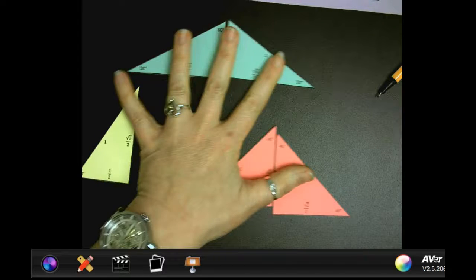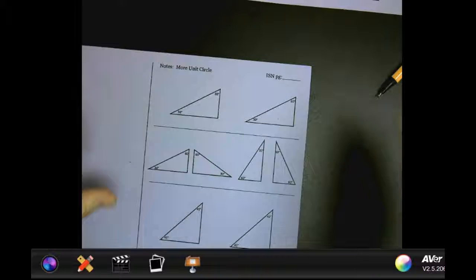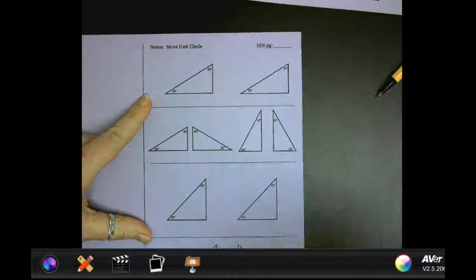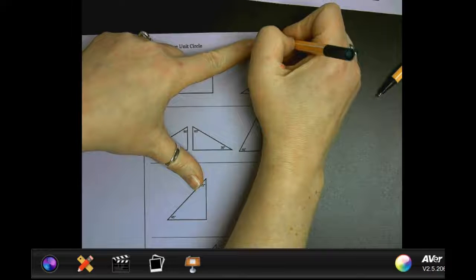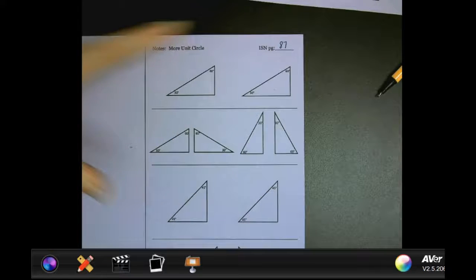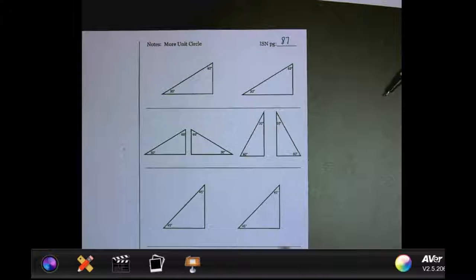So we're going to move this out of the way for a little bit and grab this. And this is going on page 87 when we're done. Because I'm recording, I have to use this program, and it makes the screen jump in.